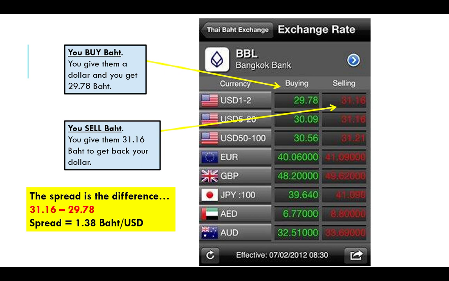31.16 minus 29.78 is 1.38 baht per US dollar. Basically, they're saying the difference between you buying the baht and selling the baht is 1.38 baht per US dollar. And that's the spread. That's going to be a profit that's kind of built into these transactions for the bank. That's one of the ways they make their money.